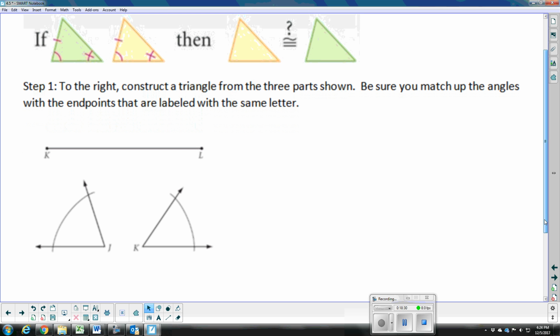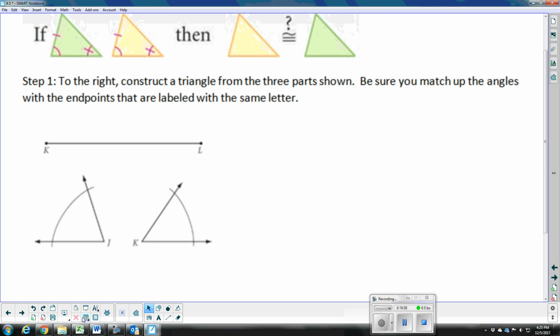All right, and then the last one, to the right: construct a triangle from the three parts shown. Be sure to match up the angles of the endpoints labeled with the same letter. Okay, so for this one, this is a little more complicated, and I'm not going to walk through the whole construction because it deals with duplicating parallel lines and everything. But if you have, this is side, angle, angle. So if you have this fixed side, I'm just going to play around with this by cutting and pasting instead of constructing the whole thing.